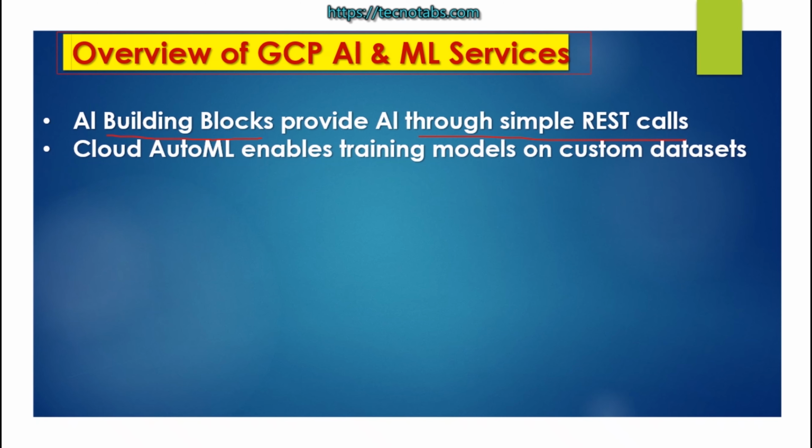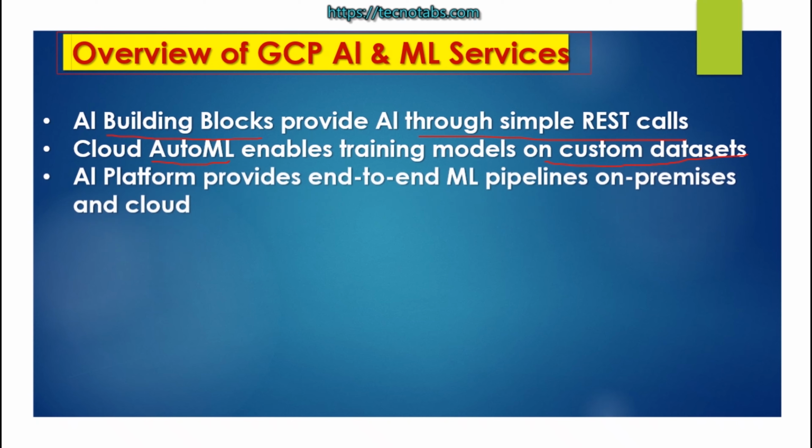Now, Cloud AutoML enables training models on custom datasets. It means that AutoML platforms are used for training the APIs on custom datasets that can be very huge in size or even medium size. Now the AI Platform provides an end-to-end ML pipeline for on-premise as well as cloud services. It takes care of training, tuning the models, and even deploying the models on the AI Platform.